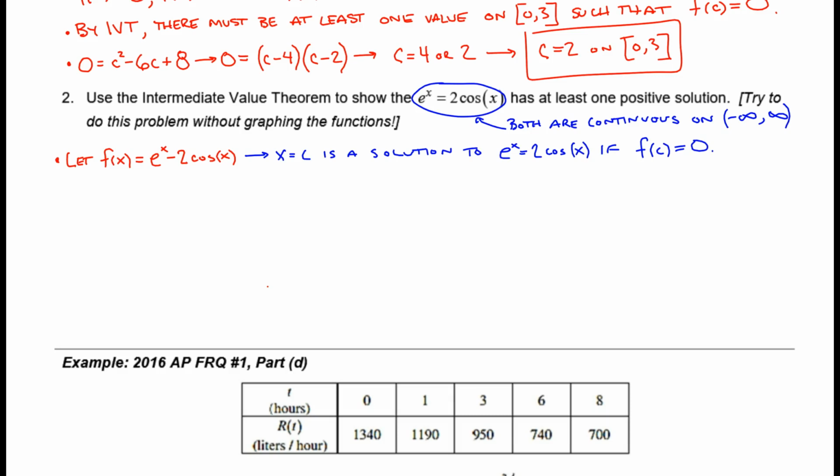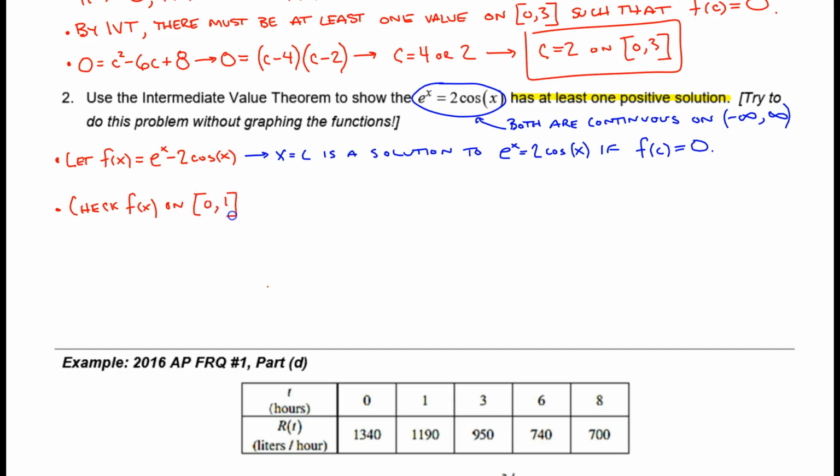Okay, so now what do we need to do? We need to check this function on an interval, and I have no idea what interval to choose. I just know that the problem says at least one positive solution. So I'm going to pick an interval that's positive, but not too big. Let's start with the interval from 0 to 1.